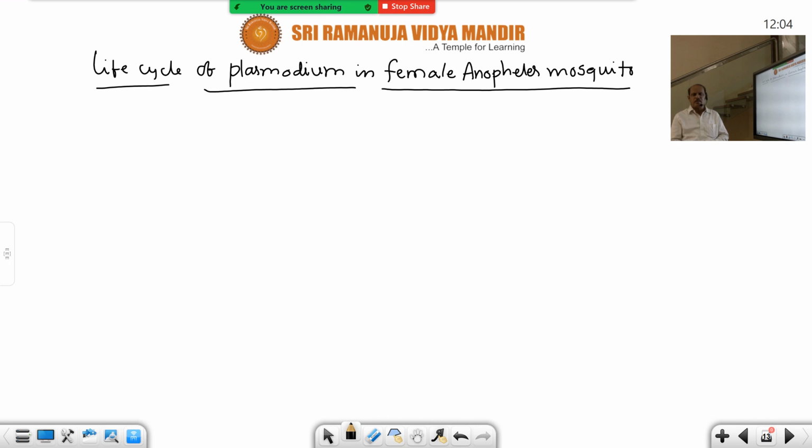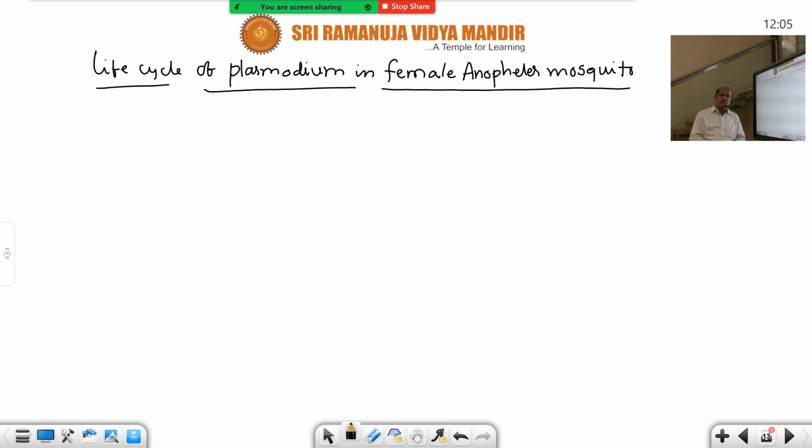Zygote elongates and becomes a slender, moving stage called ookinete or vermicule. It penetrates the stomach wall and settles below the basement membrane. Already told you, epithelial cells are arranged on the basement membrane. Below the basement membrane, these stages settle and form a cyst around them called oocyst or sporont. It undergoes sporogony to produce a number of daughter cells, mainly 1000. All these 1000 nuclei are surrounded by inconspicuous cytoplasm, causing the development of sporoblasts.